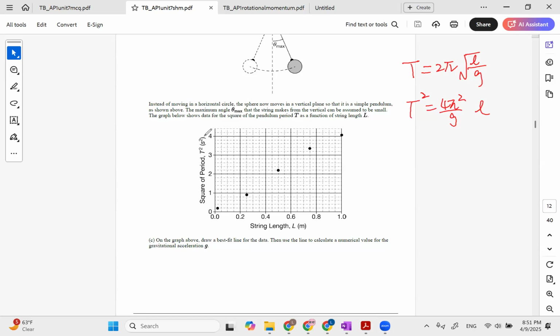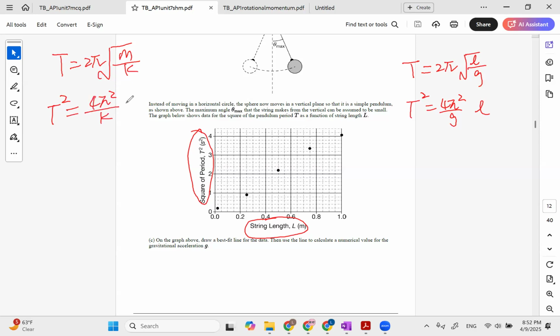Then did you guys see? This is a very common lab data analysis in this chapter. You do T squared versus L, right? For the spring mass, it'll be T equals 2 pi square root of m over k. So you get T squared equals 4 pi squared over k, times mass.